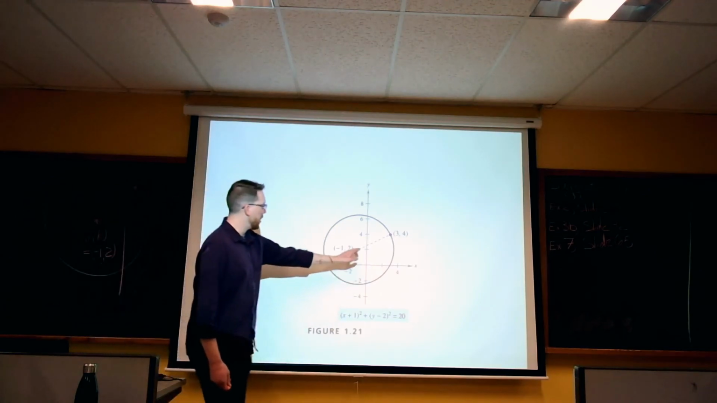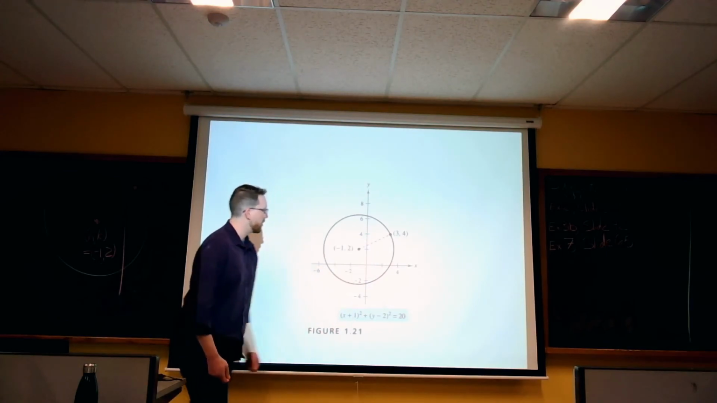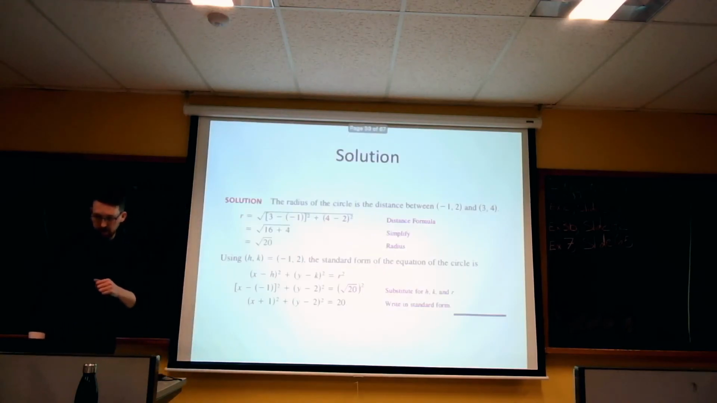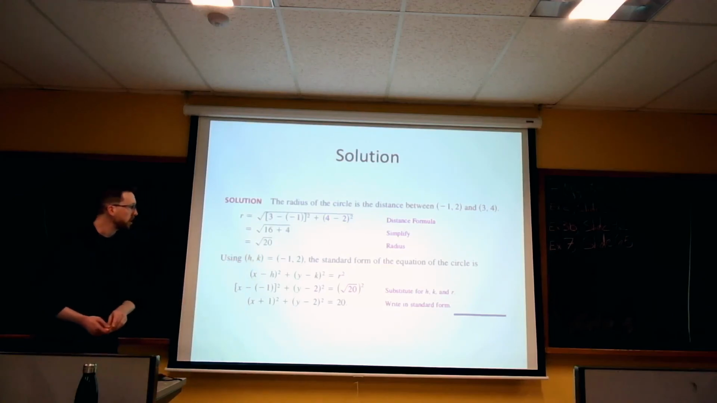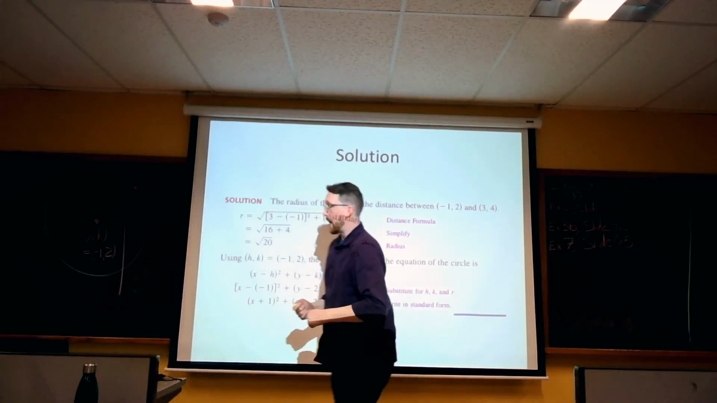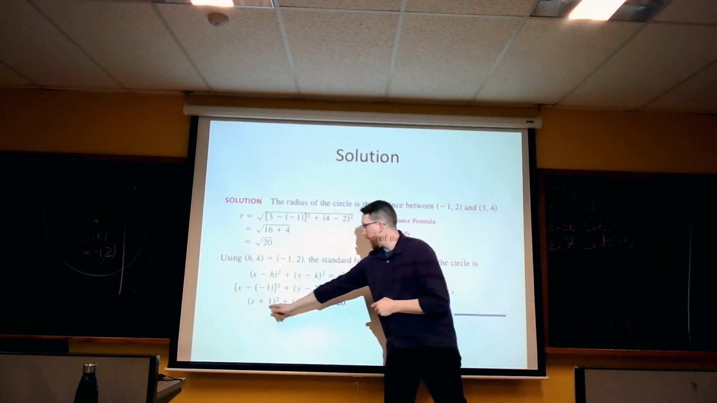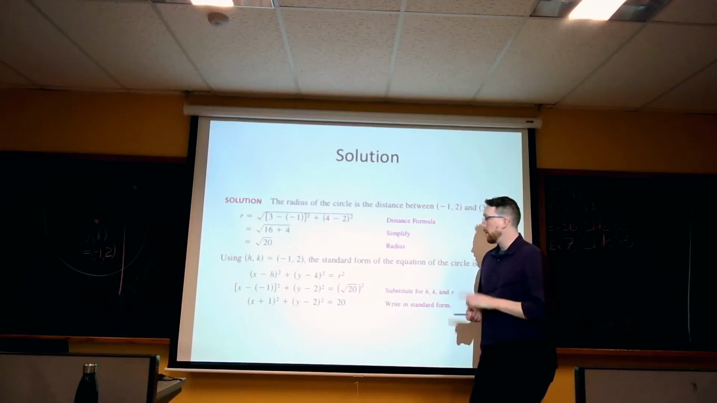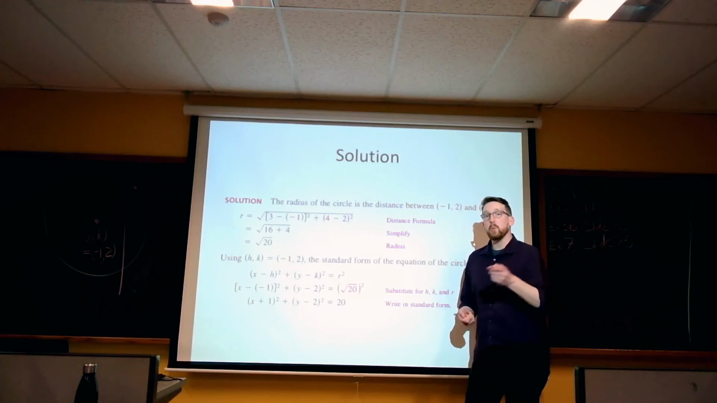So, center to that outer point, we're going to find the radius. When we do, we're going to find that the radius is equal to the square root of 20. And plugging everything into our equation, this -1 for h and this 2 for k, our final equation comes out to be (x + 1) squared plus (y - 2) squared is equal to 20.